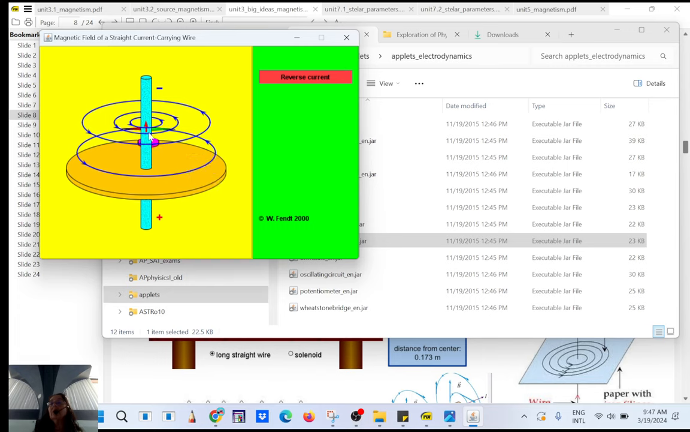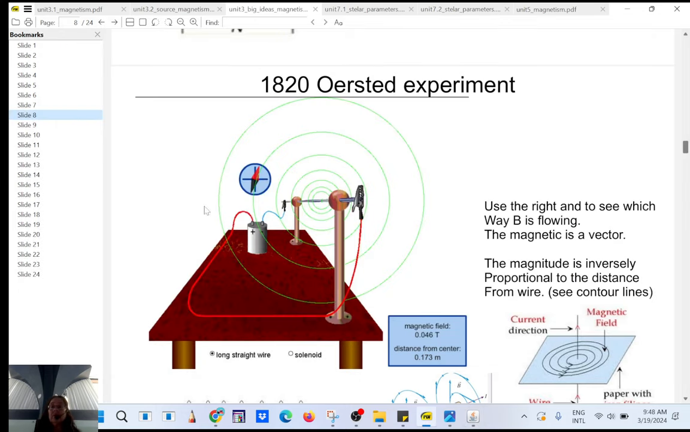So if you have a little magnet here, you see it's going to be acted upon by a torque, and it will rotate. Close to the wire, the field is going to be very strong, and then as you move away, it goes as one over the distance. So you always have a magnetic field curling around a wire.